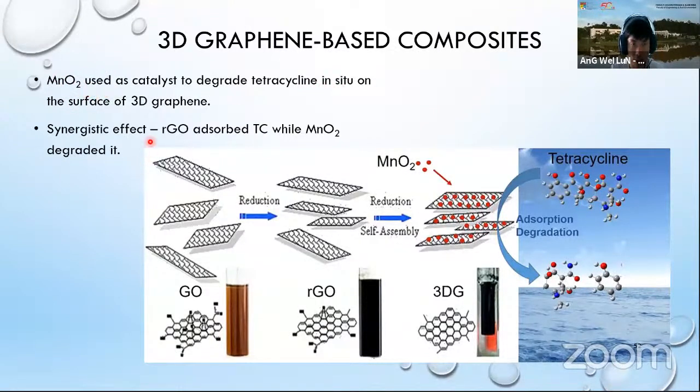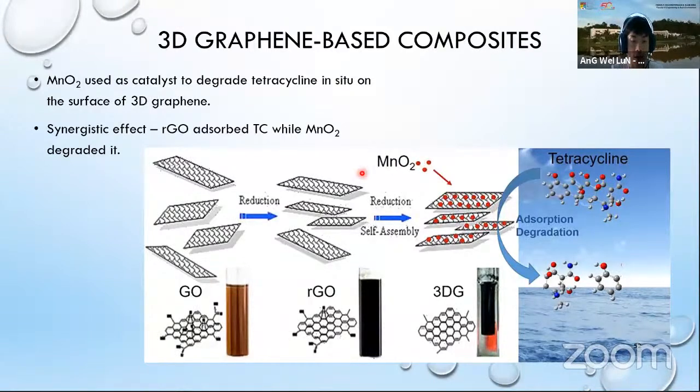But because this magnesium oxide is in the form of nanoparticles, and as I said, those nanoparticles are very difficult to handle. You can put it in the water to treat the pollutants, to degrade the pollutants, but afterwards, how are you going to recover it back?